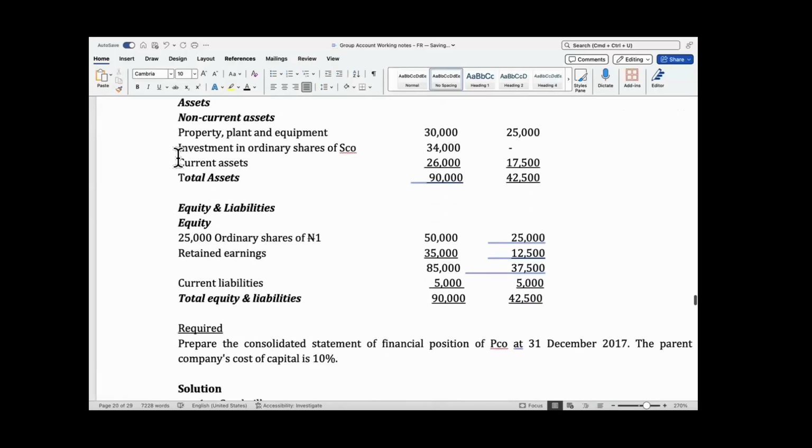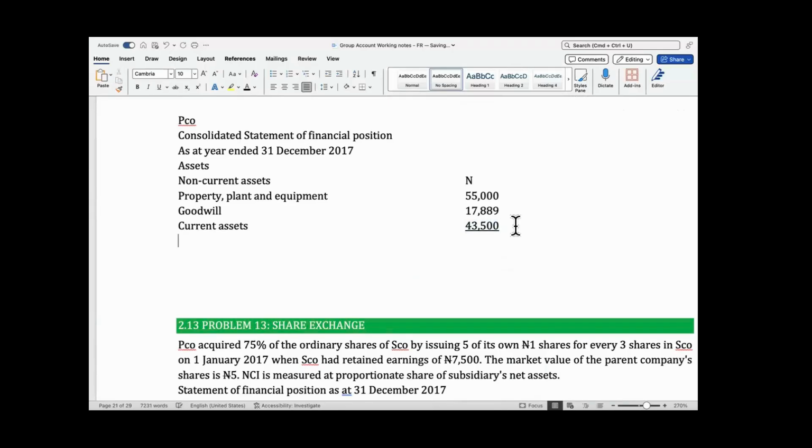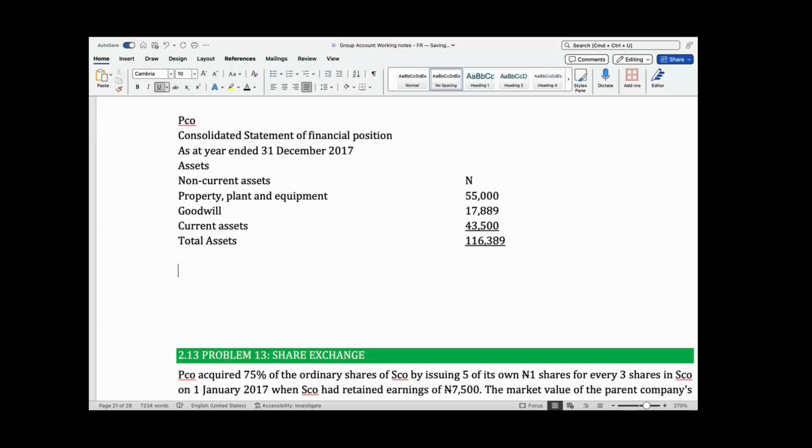Then the next item is current assets. Can you please add 26,000 plus 17,500? 43,500. Okay, so let's add these three together. What's our total asset? 116,389. Okay, thank you.